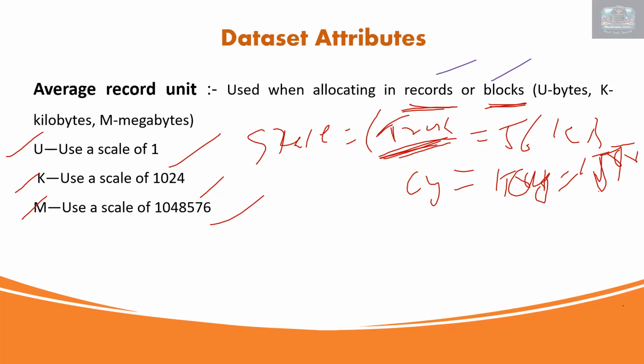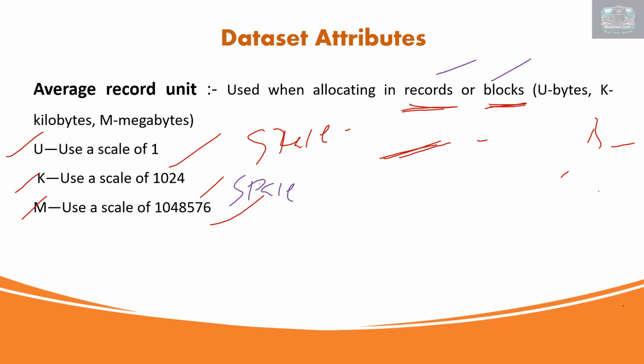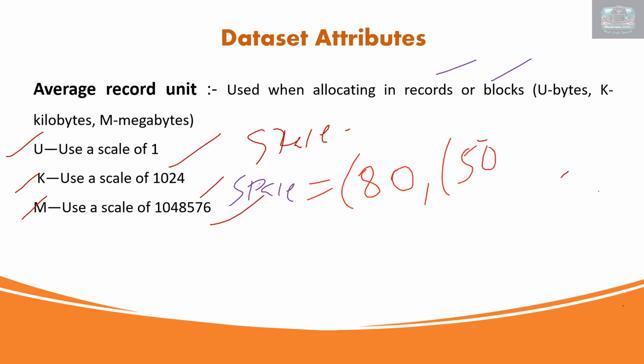So here is how it works. You say space is equals to, and you give the average block size or average record length, how much you need. Like I told you, like fixed block or fixed. If it is block, you give blocks, right? Suppose you say I need 80, and you say primary as 50 and secondary as 2, and this is how you have given the space unit when you have mentioned 80.